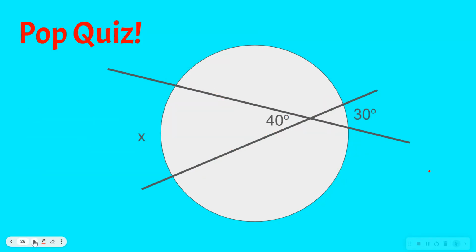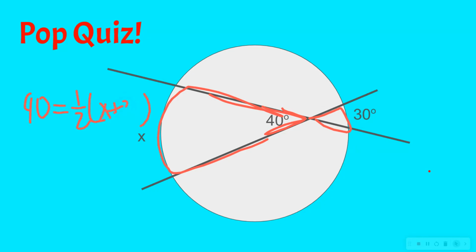Okay, here again, my pointy part is 40. So my inside angle equals half of my 2 arcs added together. So x plus 30. And then now that I've set it up, I'm going to solve it. Multiply both sides by 2. I get 80 equals x plus 30. Subtract 30. And I get 50 is my angle.